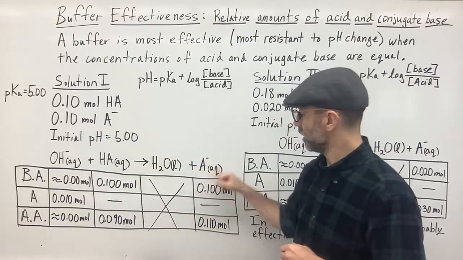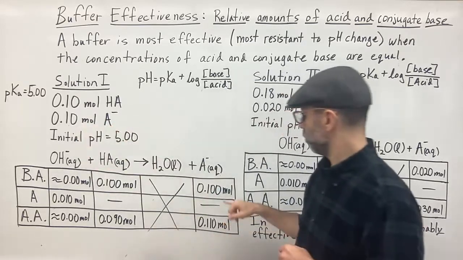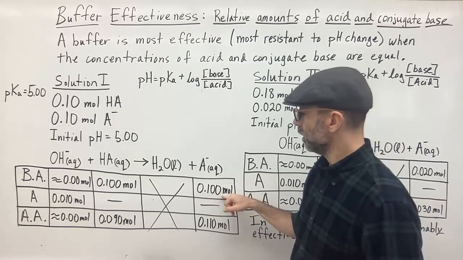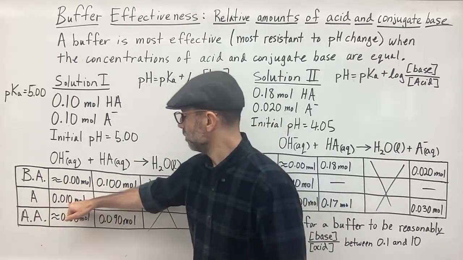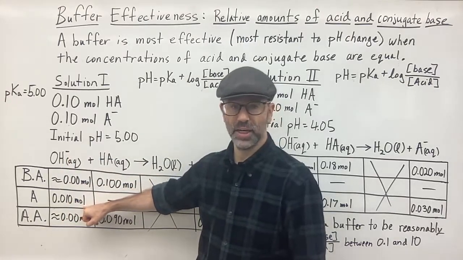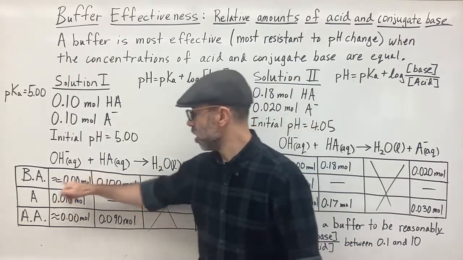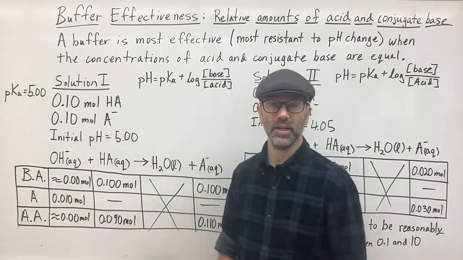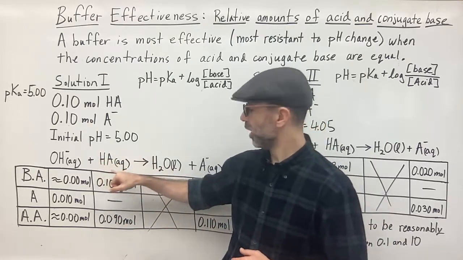And then here we have our conjugate base, and we're starting with 0.100 moles of that. Now, what are we adding? We're adding 0.010 moles of a strong base, so we're just adding our OH minus, our hydroxide ion. We're not adding anything else. The thing to keep in mind is that the strong base is going to react completely with whatever acid is available, so our HA.